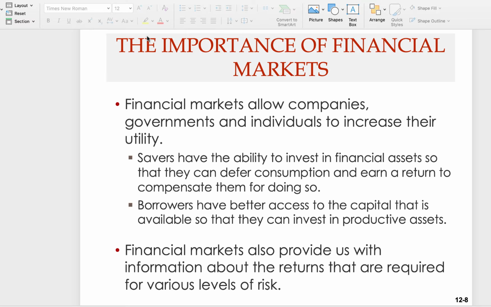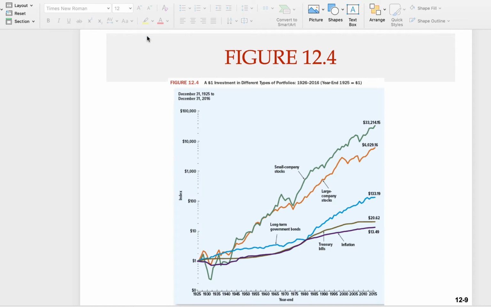So by deferring our consumption, meaning deferring the buying of the pen or the phone or whatever, instead I'm going to earn a return, and that return is going to compensate the saver for not spending that money and actually saving it.